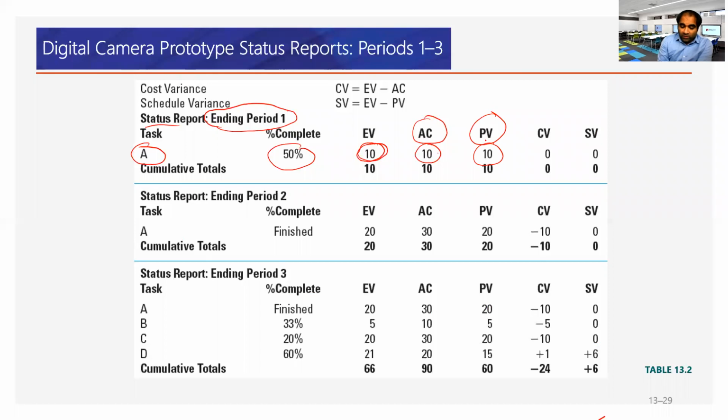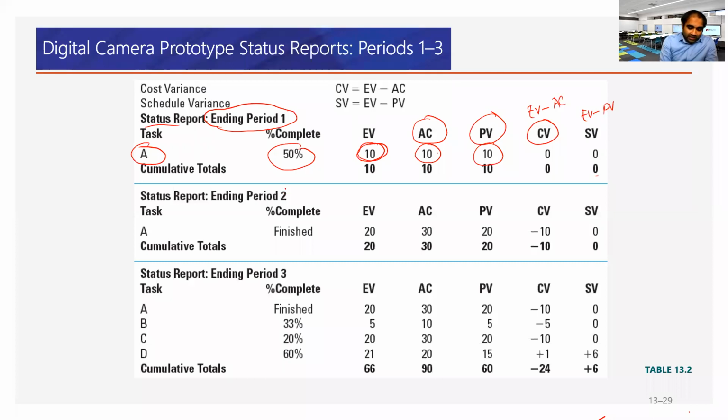All right, cost variance is the difference between earned value minus what? Actual cost. This is 0. Earned value minus planned value is the schedule variance. This is 0, right? So end of period 1, finished.